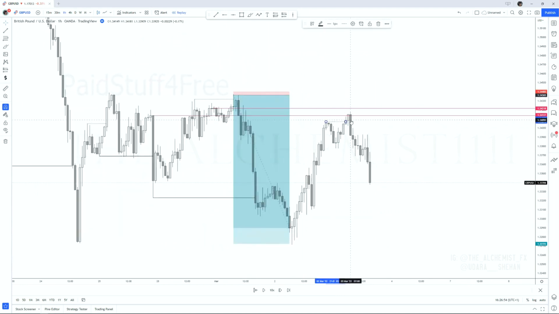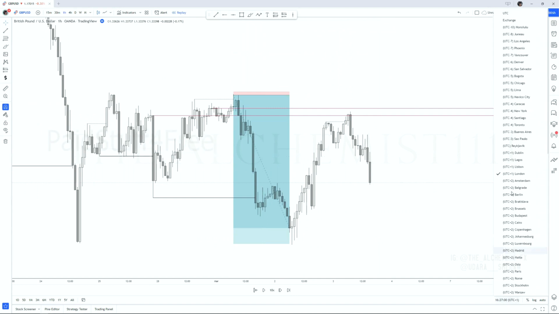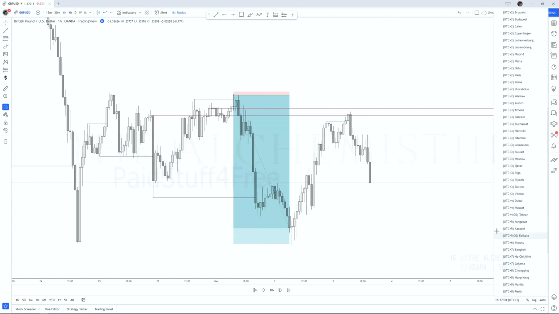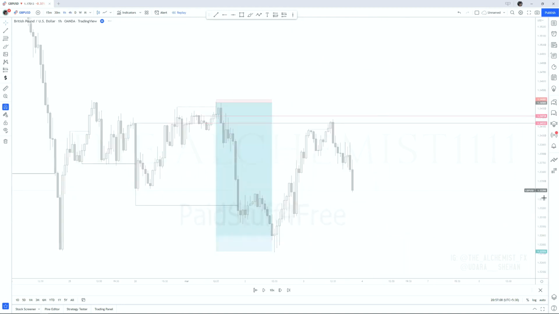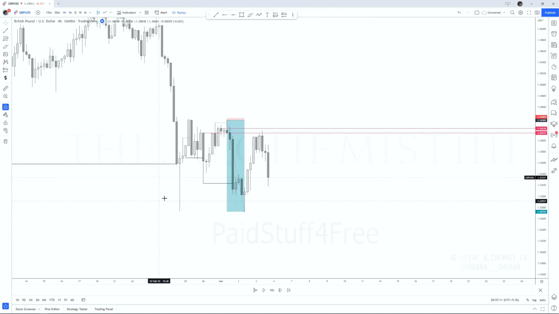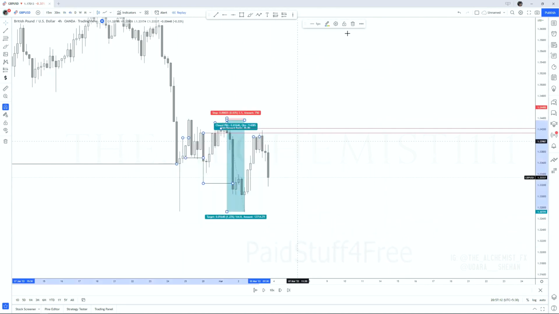Look at this once again, 7 a.m. See that? Right at 7 a.m. it taps into that and then it starts to drop. So let's talk about the timing factor later. But yeah, that is what happens. See, it taps right into it and then it starts to drop. So that's another rejection block.